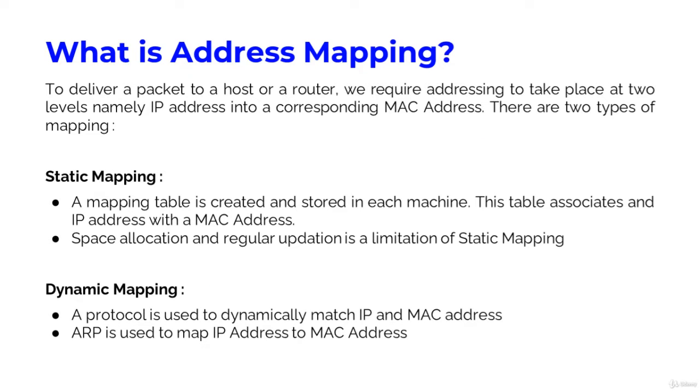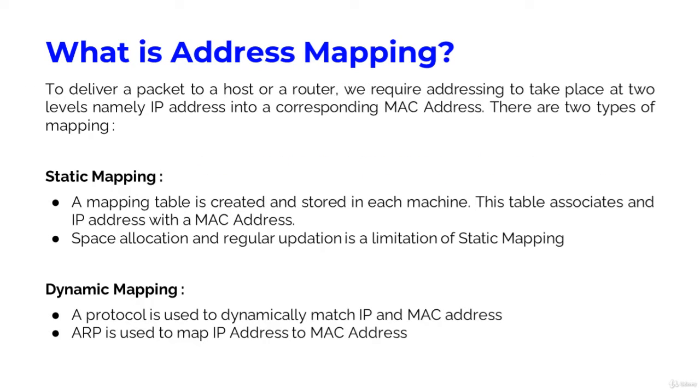So what is address mapping? In order to understand Address Resolution Protocol, you must know what is address mapping. The delivery of a packet to a host or a router requires two levels of addressing, logical and physical. We need to map logical address to its corresponding physical address and vice versa. This can be done by static mapping and dynamic mapping. Static mapping involves the creation of a table that associates a logical address with a physical address. This address mapping table is stored in each device on the network.